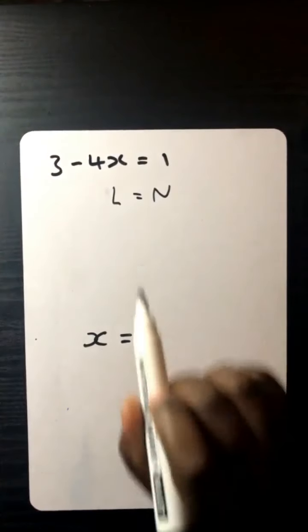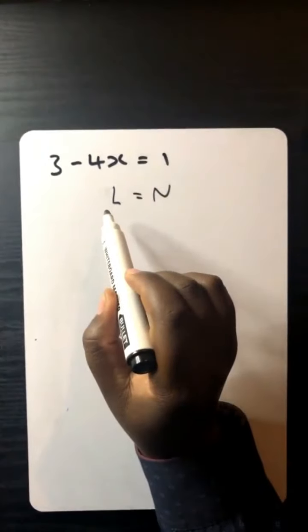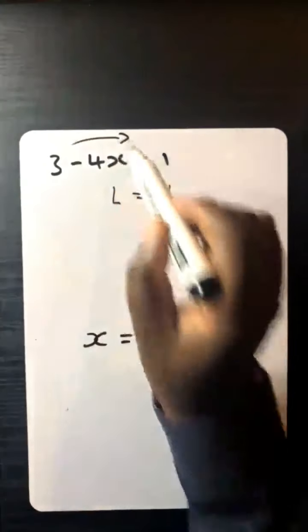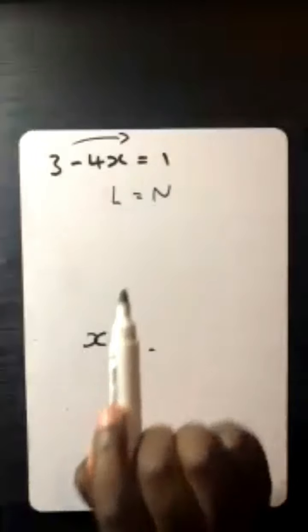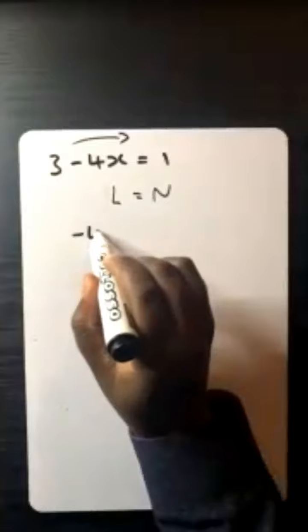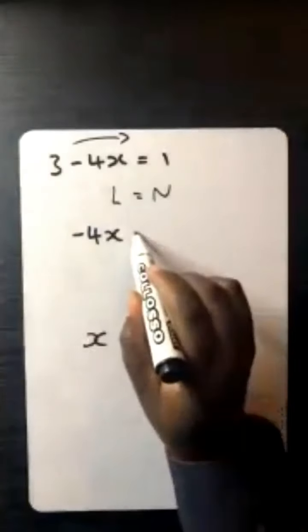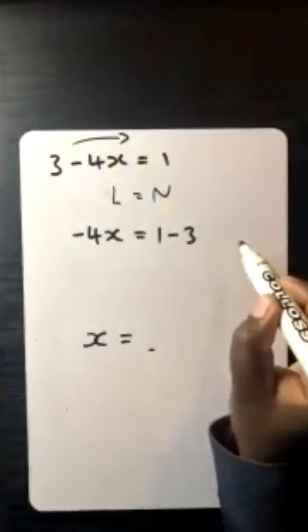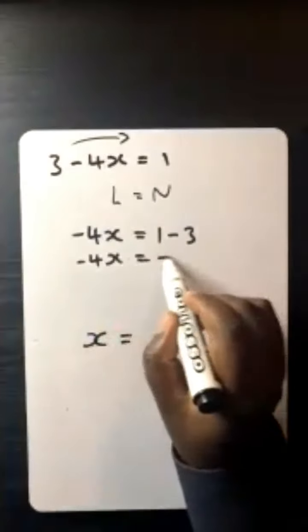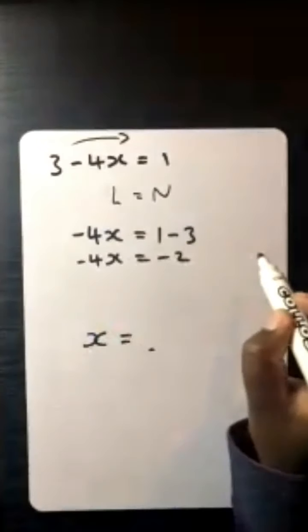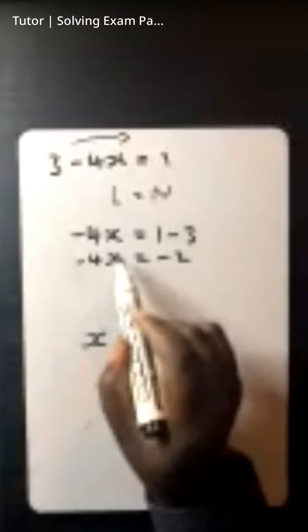So to follow mathematical procedure, I need to move all the numbers to the right side of the equal sign. Whatever remains on the left, I write it as it is. So I'm going to remain with negative 4x, which is equals to 1. That one, it goes to the other side, it changes the sign, it's minus 3. Which means I've got minus 4x, which is equals to, what is it? Negative 2.